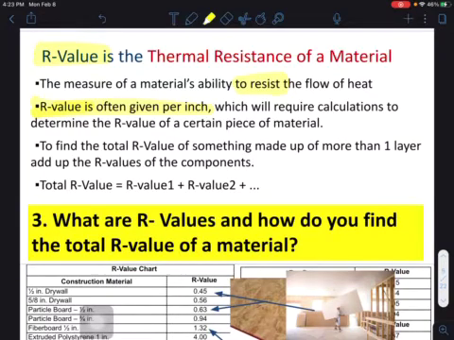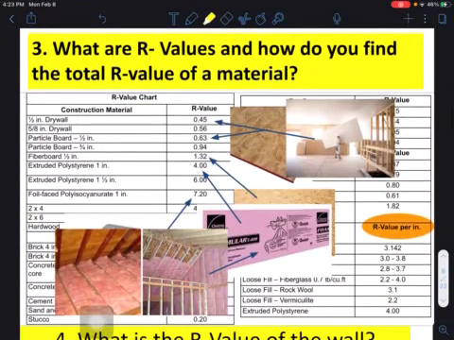In order to find the R value of something made up of more than one layer, we add up the R values of each of the components. So your total R value is the R value of 1 plus the R value of 2, however many layers that we have. So this next one here, question number 3, what are the R values? How do you find the total R value?